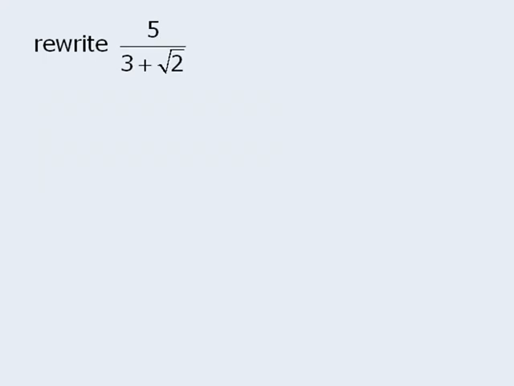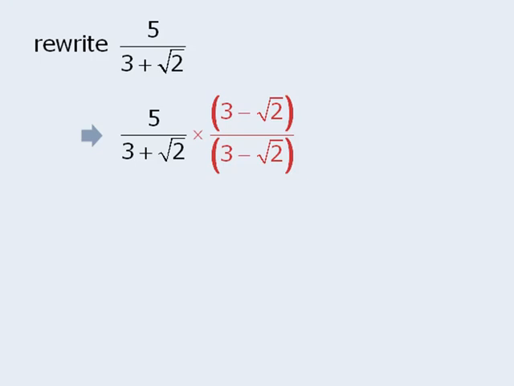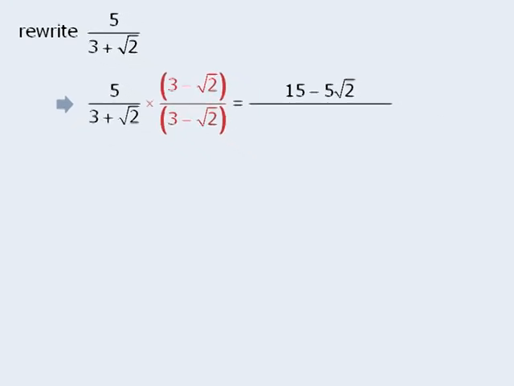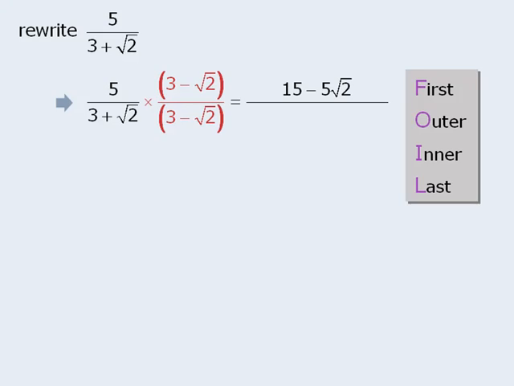Okay, now consider this example. How do we fix the denominator here? Well, notice what happens if we take our fraction and multiply top and bottom by 3 minus root 2. Beginning with the numerator, we have 5 times 3, which is 15, and then we have 5 times negative root 2, which equals negative 5 root 2. Now to handle the denominator, notice that we are multiplying two binomials here, which means we must use the FOIL method to find the product.